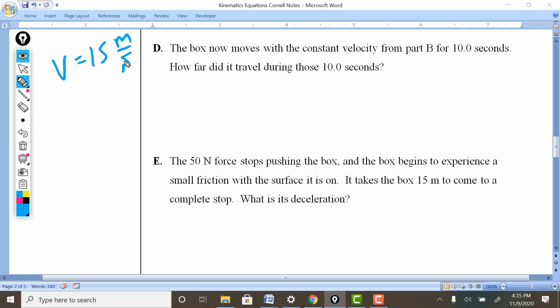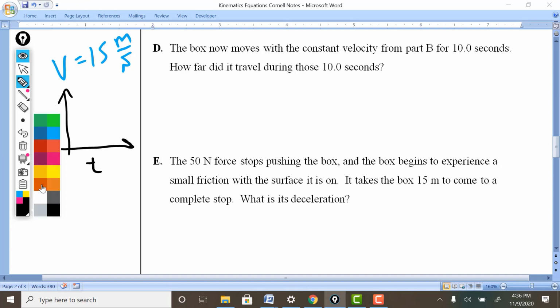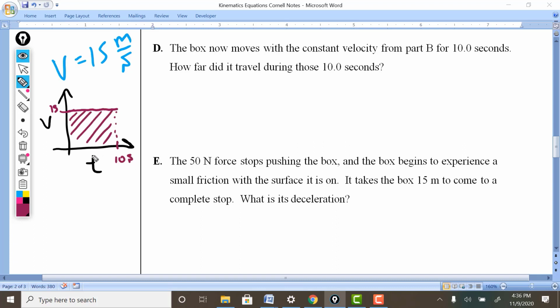The box now moves with a constant velocity from part B for 10 seconds. For those of you wondering what this looks like, here's your V, here's your T. Okay, and so if this is 15, it's going to be traveling like this for 10 seconds. Once I draw this, you don't have to draw this, but I'm just showing you the multiple representations of the same problem. You understand what to do.